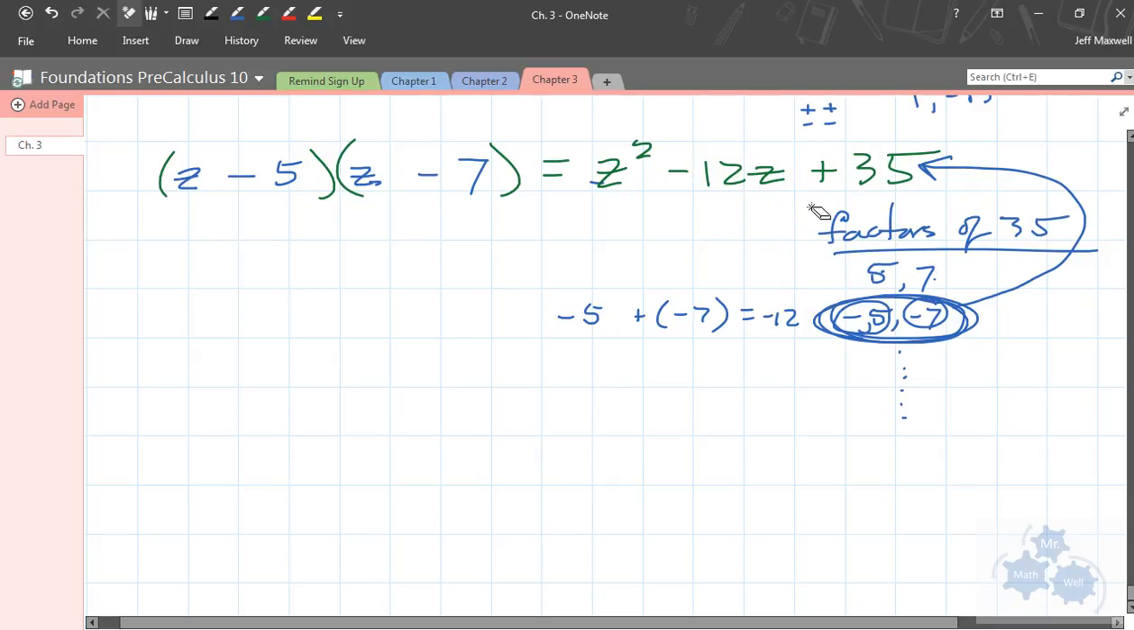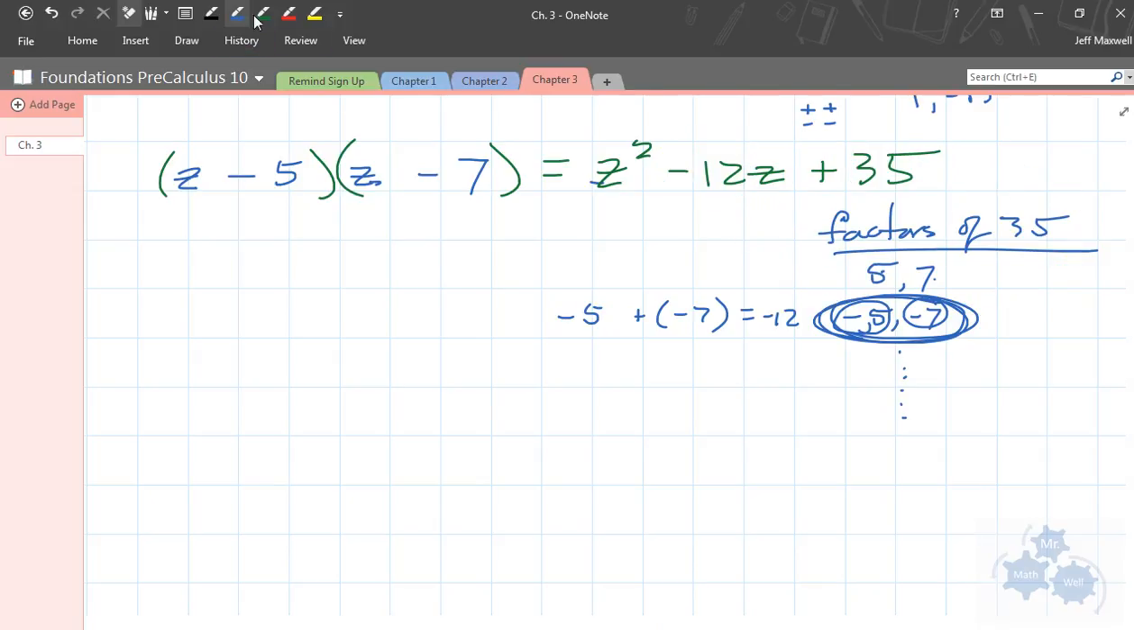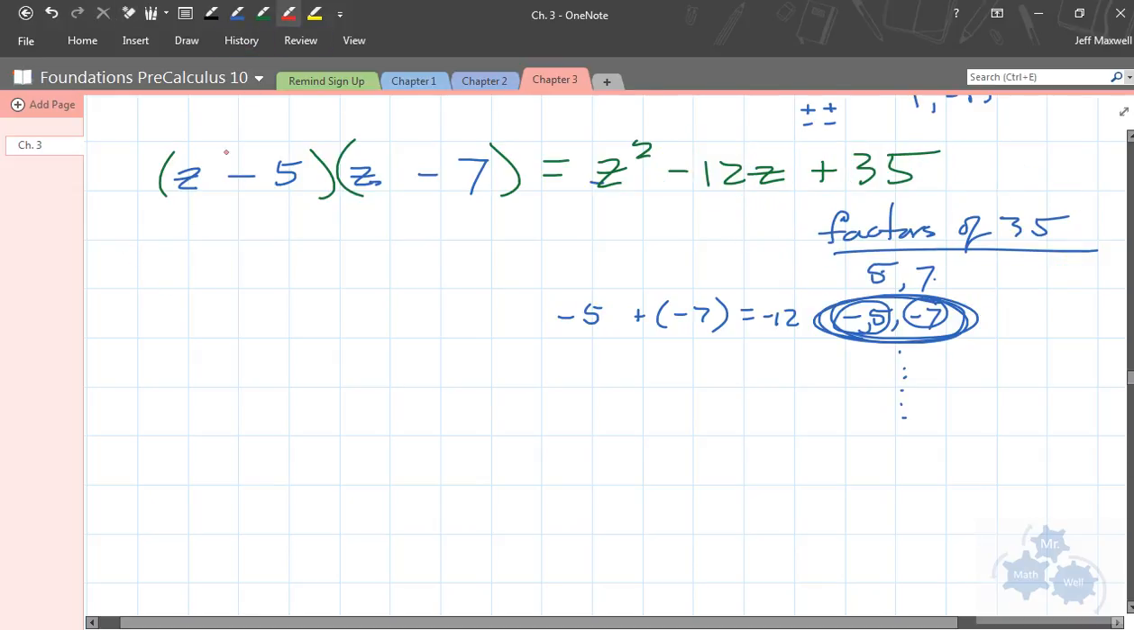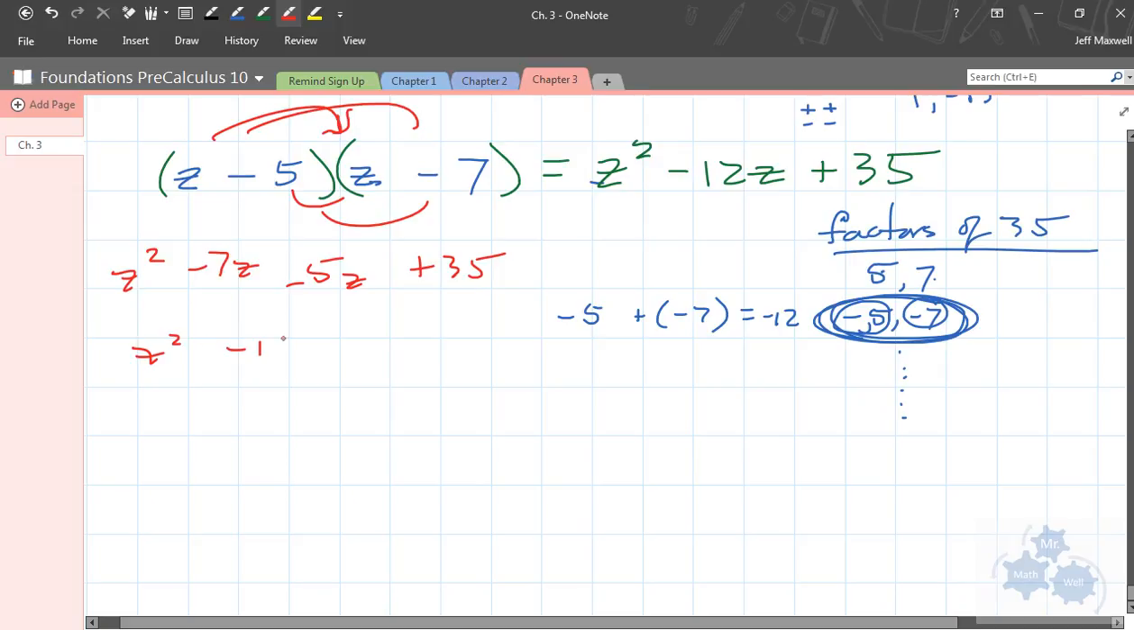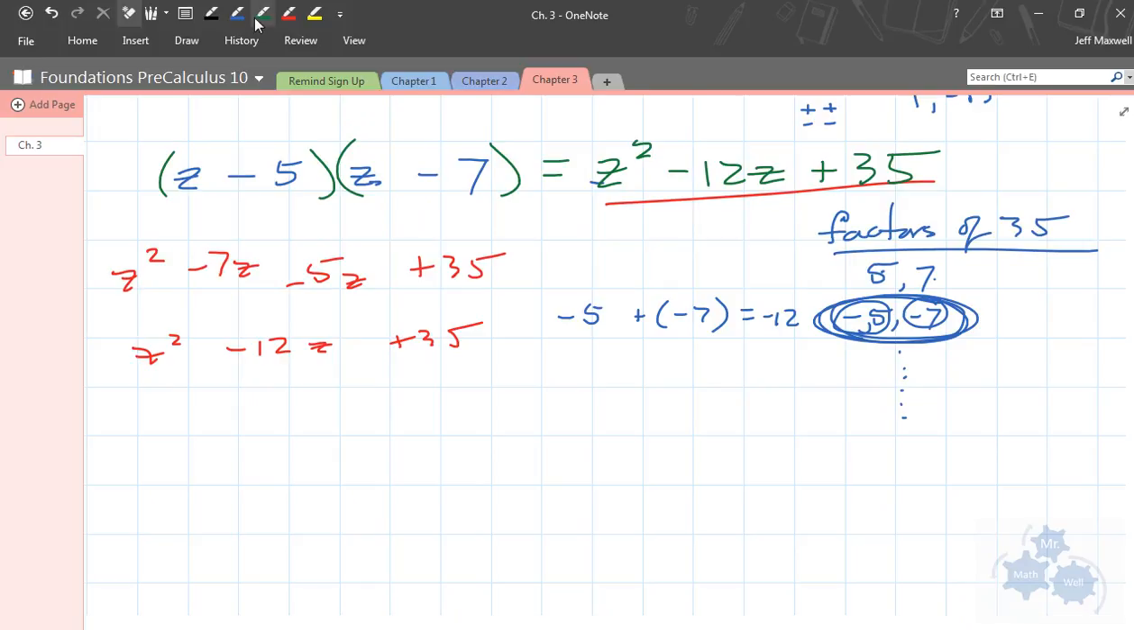Now what you can do also is you can check. And how do you check? You just do the FOIL method. You multiply out. So that's z squared minus 7z minus 5z plus 35. That is z squared minus 12z plus 35. That's exactly what the original question was, so you've done it right. Okay? Does that help? And of course, here is your answer now.